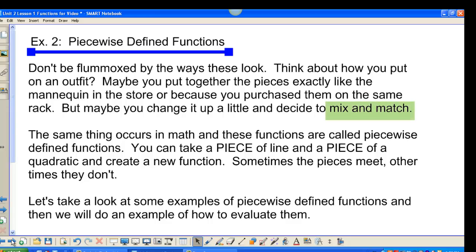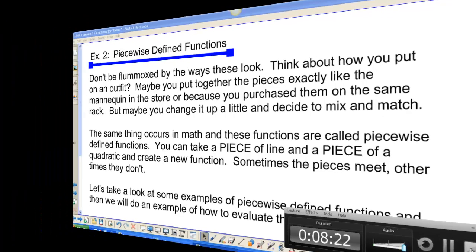So the same thing can occur in math. And we call these piecewise defined functions. You can take a piece of a linear function and a piece of a quadratic, and it creates a brand new function. Sometimes the pieces will meet, and other times they don't. So let's take a look at some examples of piecewise defined functions, and then we will do an example of how to evaluate them. In the next slide, I'm going to be graphing them by hand, and I want you to follow along. Ultimately, you need to be able to evaluate them at this point. Graphing them by hand will be what we practice throughout the year, but I think you need to see how we graph them in order to understand a piecewise defined function.